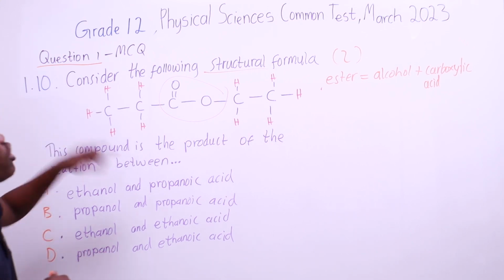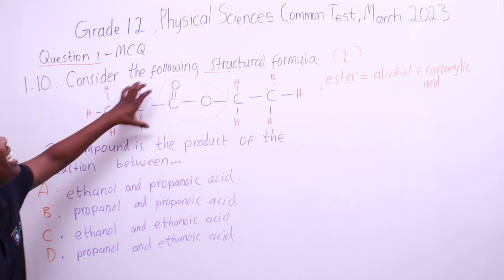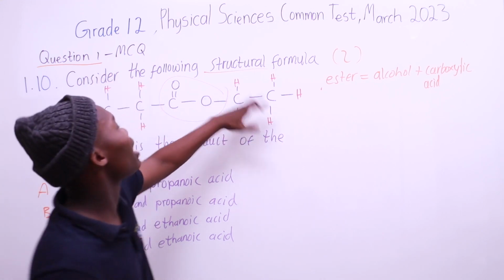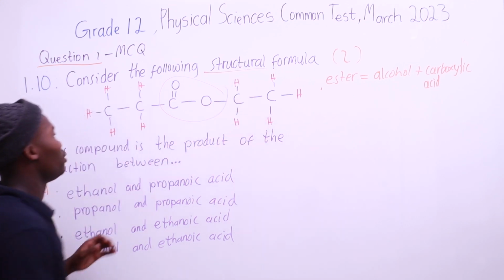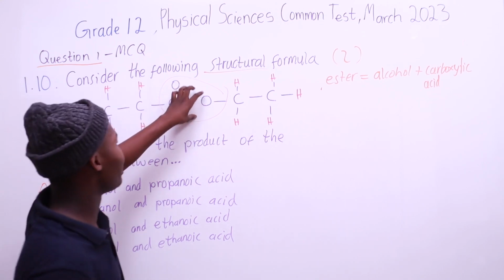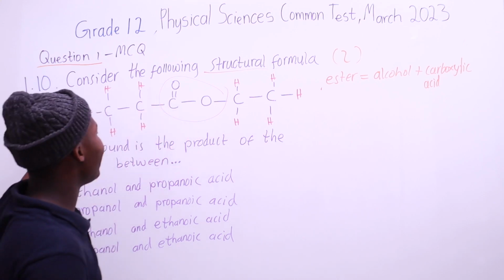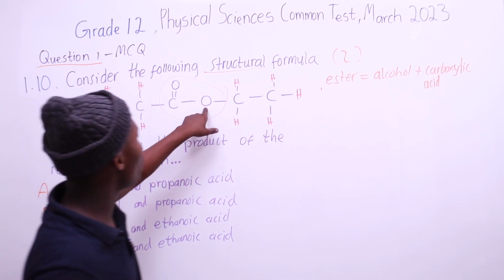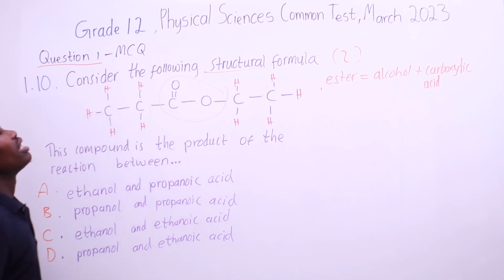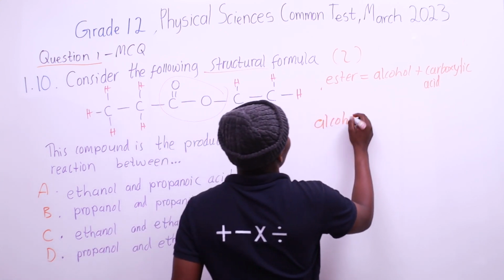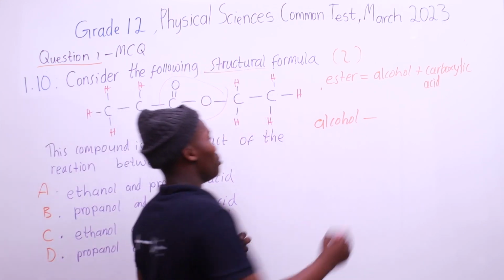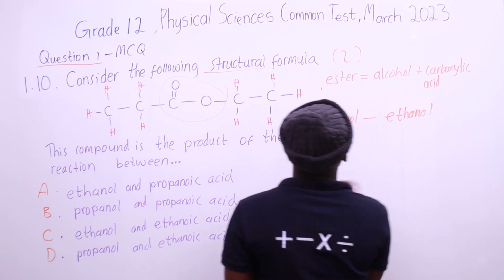So the carbonyl group is where the acid comes from in the ester, and the oxygen is where the alcohol comes from. So let's look at the functional group: from the carbonyl going this way is our acid, and from the oxygen going this way is the alcohol. So let's just count with the alcohol. How many? On the O side, 1, 2 carbon atoms, which means it is ethanol. So we are looking for ethanol together with what?